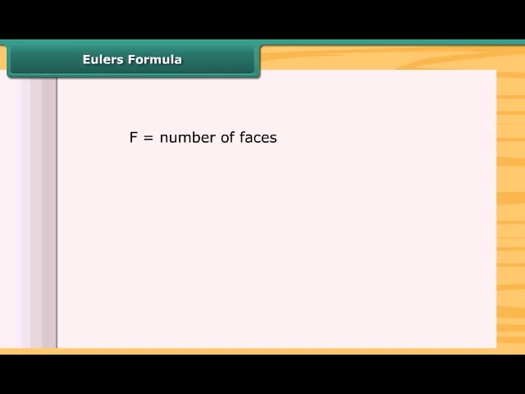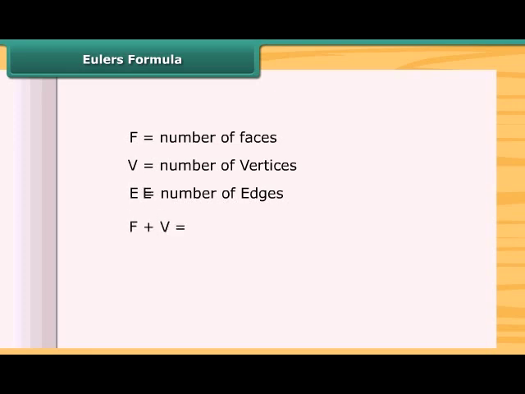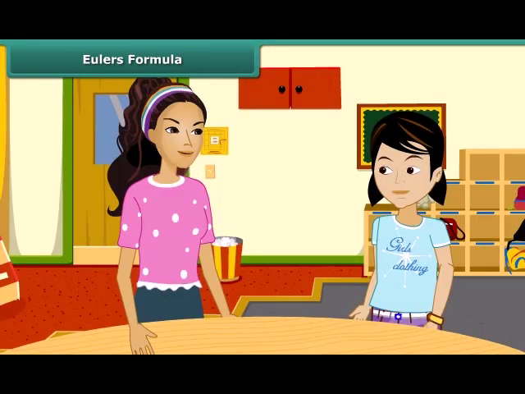If F stands for number of faces, V stands for number of vertices, and E stands for number of edges, then Euler's formula is F + V = E + 2. That is, F + V - E = 2. This formula is true for any polyhedron. If the number of vertices and number of edges of a polyhedron is given, then we can find the number of faces of that polyhedron using Euler's formula.